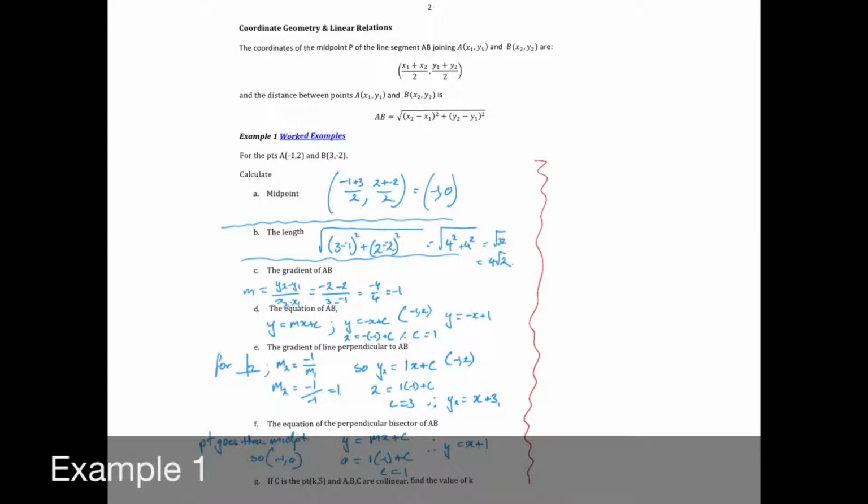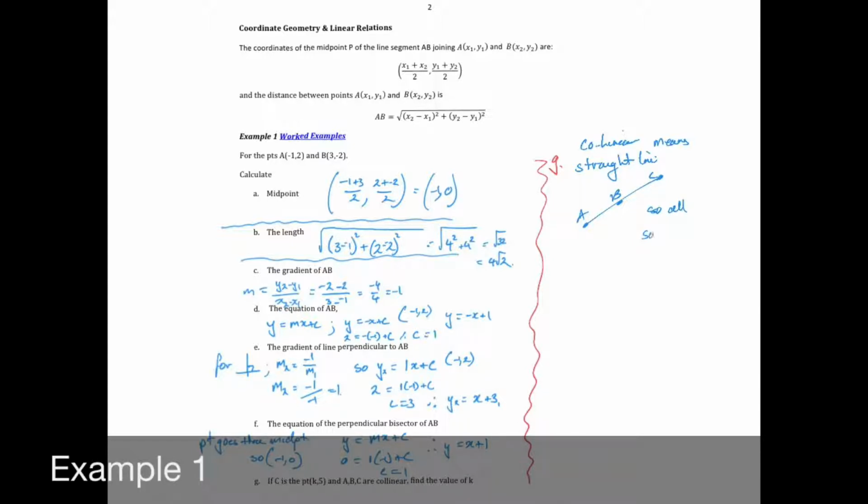Now we'll just come up here to the right hand side. If points are collinear, it means they lie in a straight line. So if the points A, B and C are collinear, and we'll probably see that up here, it means that each section, the section from A to B and the section from B to C, must have the same gradient. If we illustrate that, you can see the points there, A, B and C. So A to B must have the same gradient as B to C.